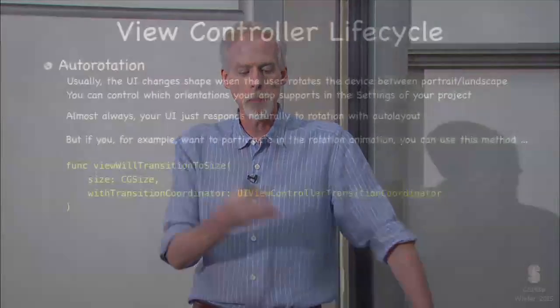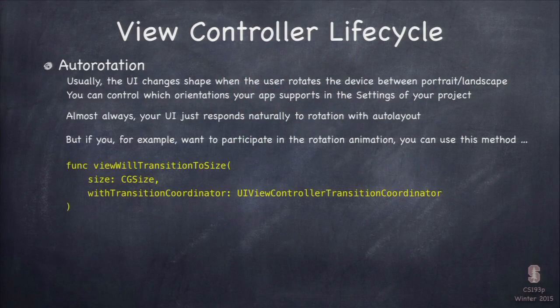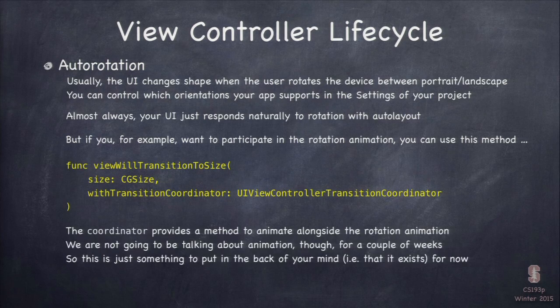And you can actually participate in that by this method, view will transition to size, which is part of the life cycle. And this transition coordinator you get, I'm not going to talk about how to implement this. I haven't even talked about animation. I'm not going to talk about that for a couple weeks. But there is a method in that coordinator, for example, called animate alongside. And you can specify what kind of animations you want to animate alongside the rotation. So I'm just telling you this now because it's part of the view controller lifecycle, and you should just know in your head that it exists.